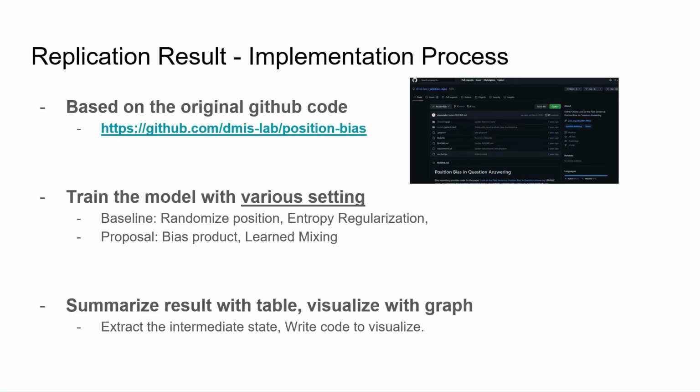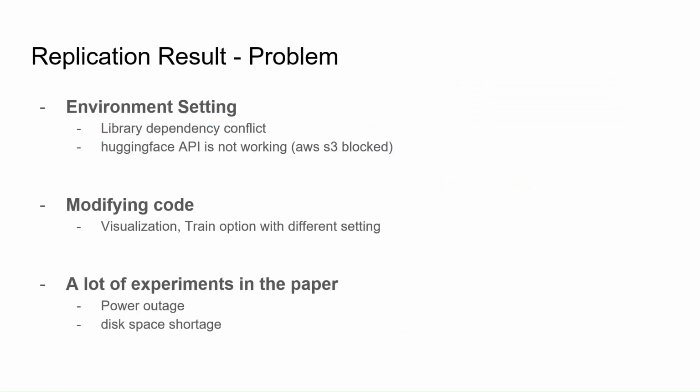Next, I will introduce the overall replication result. First, we reproduce the result of the paper based on the official implementation on GitHub. Then, we train the model with various settings. The paper provides various experiment settings such as randomized position of dataset, maximize entropy regularization as baseline, and bias product. Learned mixing is the proposed method. After all of the experiments, we can summarize the result as a table and visualize intermediate states of the model with some graphs. We faced a lot of problems during the experiment, and they are listed as follows.